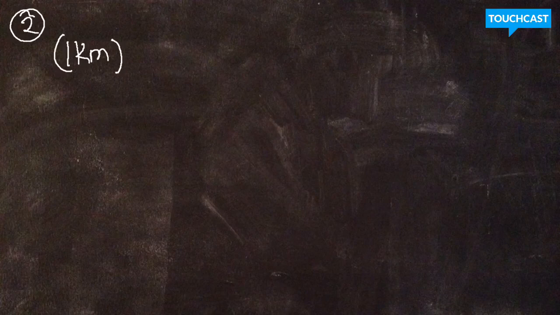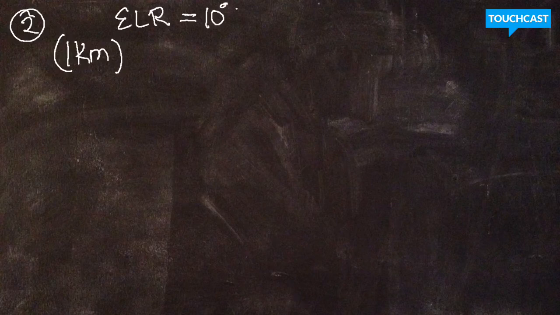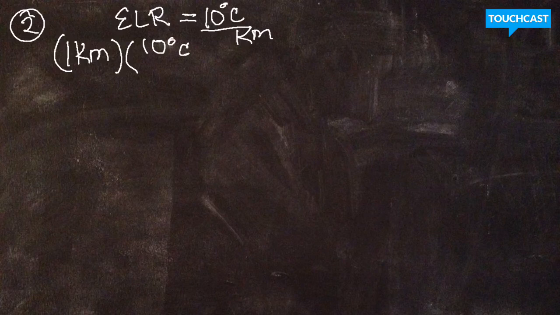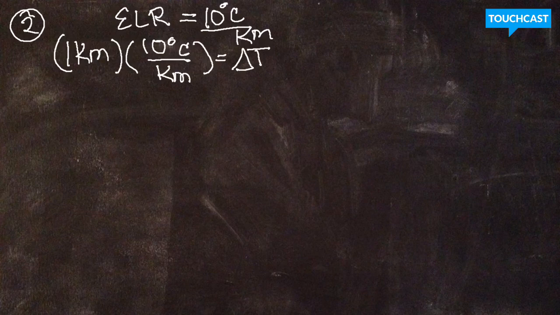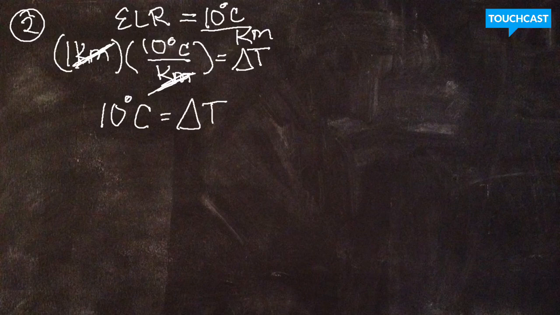So we're on step number 2. We have 1 kilometer times the environmental lapse rate. For dry air, remember that it's 10 degrees Celsius for every kilometer, so times 10 degrees Celsius over a kilometer equals the change in temperature. This should be pretty easy. 10 degrees, and the kilometers disappear because in dimensional analysis it's on the top and bottom of the equation. So it goes away. We're ending up with 10 degrees Celsius as the change in temperature.